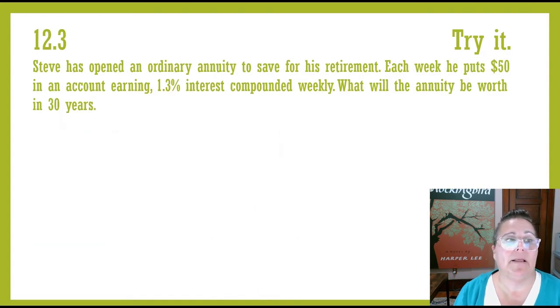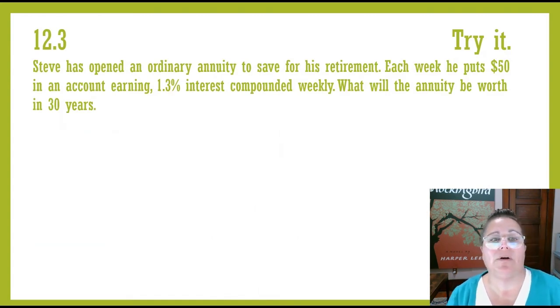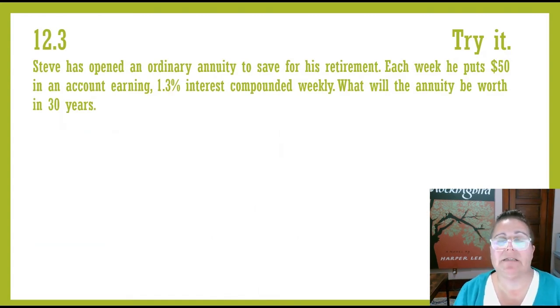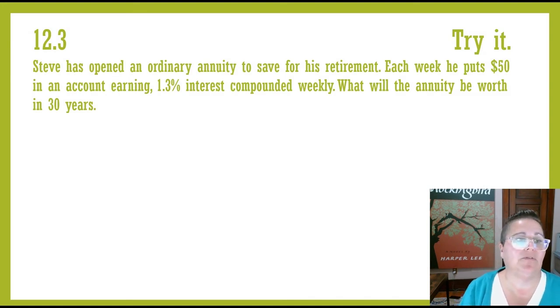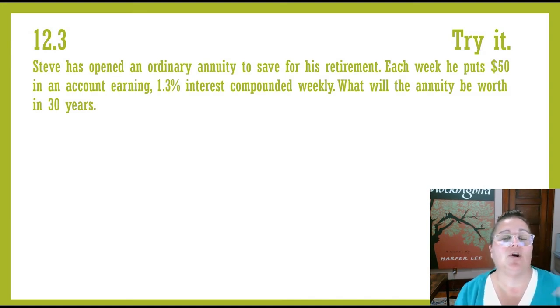Let's try the second problem. Steve is going to open an ordinary annuity to save for retirement. Each week, he is able to put $50 into an account, earning 1.3% interest compounding weekly. What will the annuity be worth in 30 years? So we have a low amount here of $50. We're compounding weekly. That's 52 times in a year because there are 52 weeks in a year. But the best thing we've got going for us is 30 years till retirement.